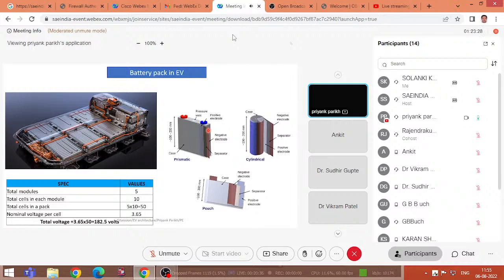Sometimes when you go to purchase a vehicle, they will say that the battery pack is of this many volts and this much power. So how do you calculate it? Imagine that a car's battery has 5 modules, and each module has 10 cells in it. So my total cells will be 5 times 10, that is 50. Generally, the nominal voltage is around 3.65 volts for lithium ion. If I multiply it, I come to about 182.5 volts. And if I multiply this with my current in ampere hours, I will get my power. This is how we calculate the power and the voltage of a particular battery.